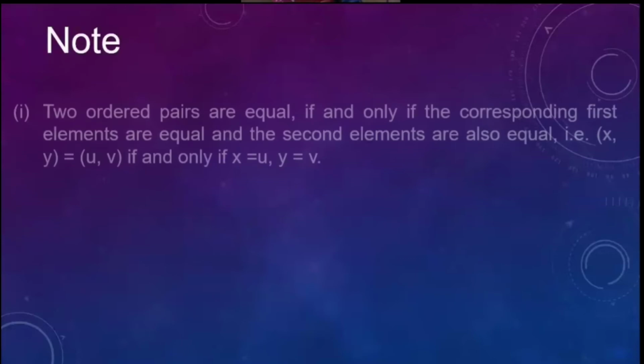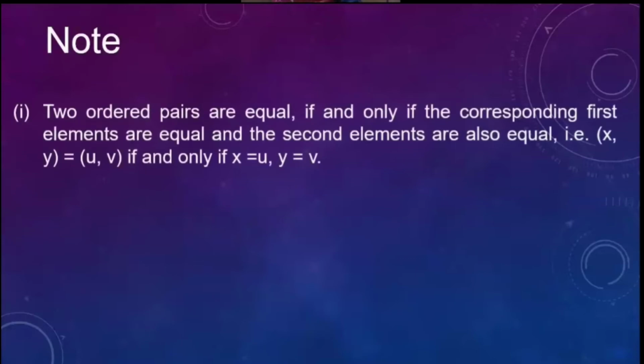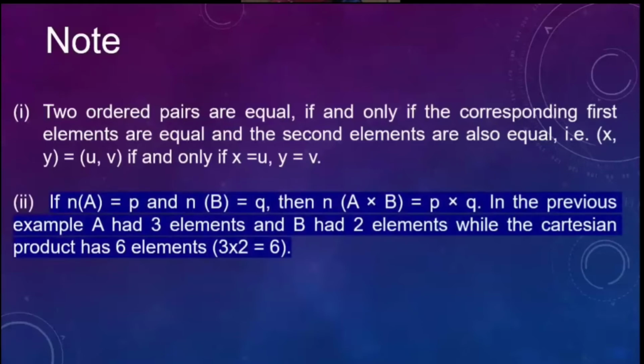Note some points. Two ordered pairs are equal if and only if the corresponding first elements are equal and the second elements are also equal. That is, (x, y) equals (u, v) if and only if x equals u and y equals v. This property we use to solve objective questions, 1 mark questions. Later we will discuss. But two ordered pairs are equal when the x components are equal and y components are also equal.